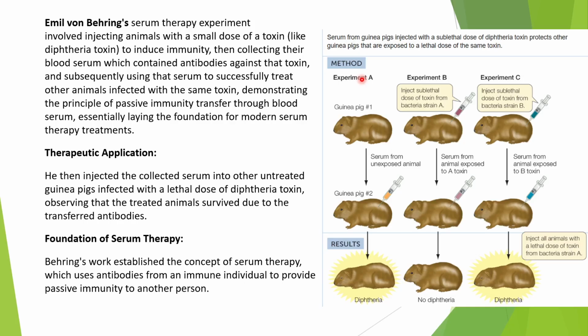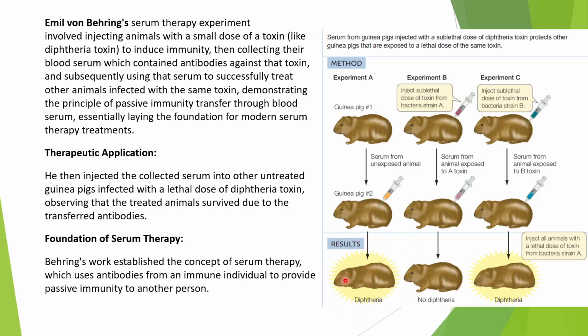So here we see experiment A, B and C. So in A, there is guinea pig number 1 which was exposed to serum from the unexposed animal. So this is your control, and then this serum was given to the guinea pig which was now treated with diphtheria toxin. So this control animal could not develop any immunity because the animal from which it received the serum was not exposed to the sublethal dose of diphtheria toxin. It was a normal untreated animal.